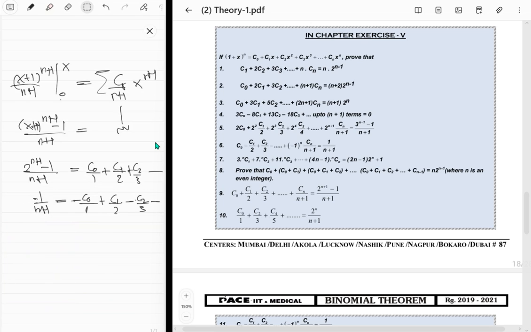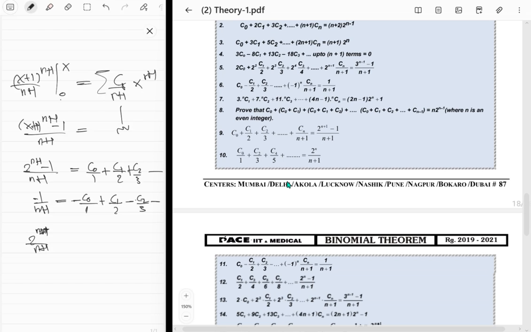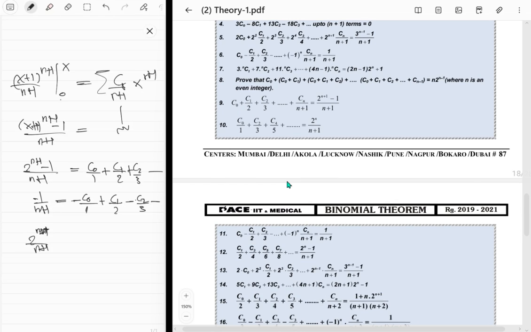So when you subtract, you will just get 2 power n plus 1 upon n plus 1 and then divide by 2. So it's going to be 2 power n upon n plus 1. And that's why this expression. Now for the odd terms, so for the odd r terms, you would just add and divide by 2 and that would work, right?